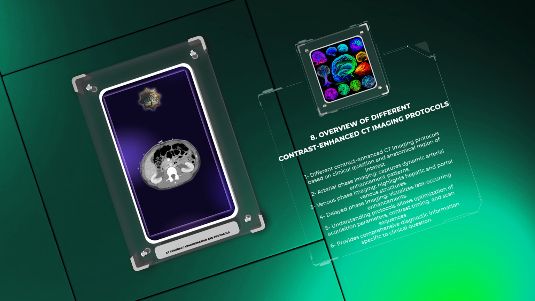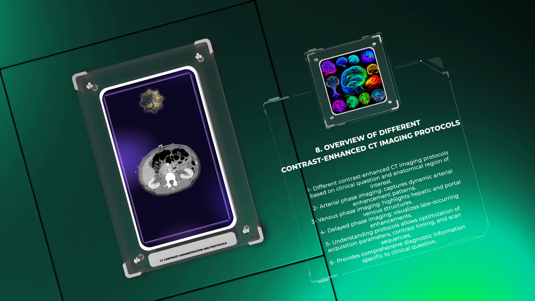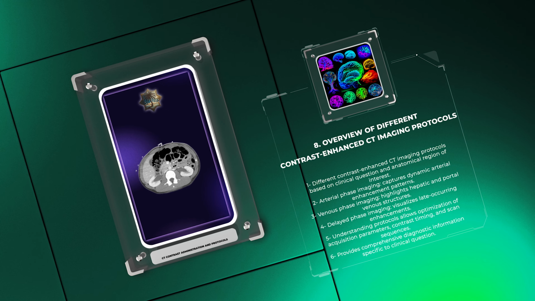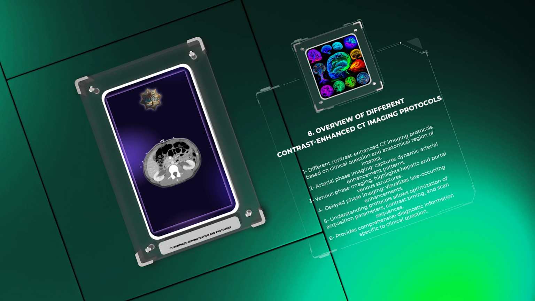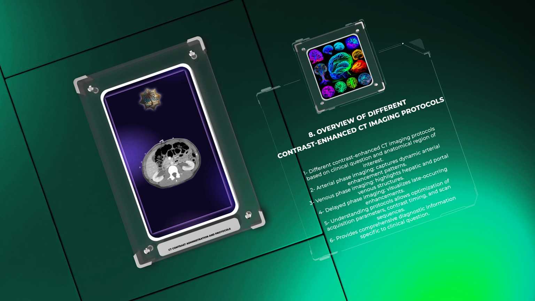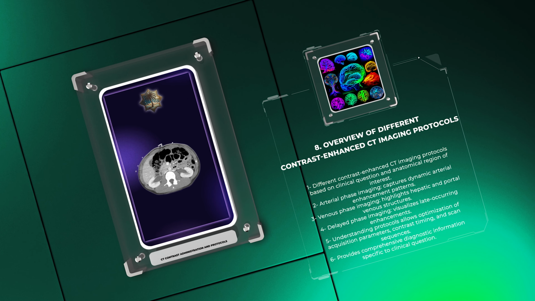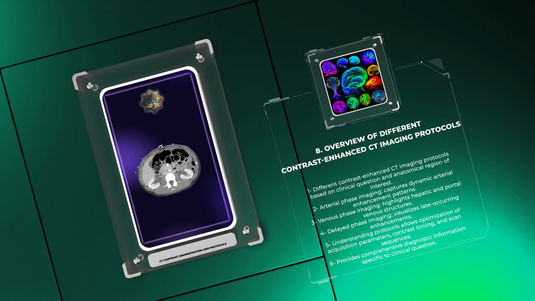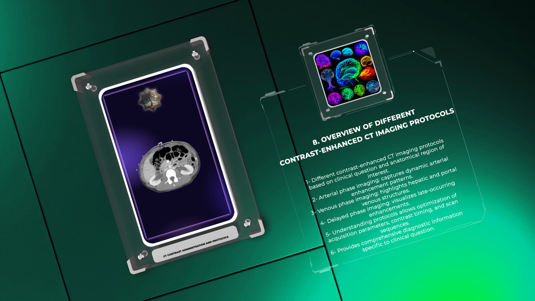3. Delayed phase imaging. Delayed phase imaging occurs several minutes after contrast administration. It helps visualize late-occurring enhancements, such as certain tumors, or selecting specific time points to assess biliary excretion or urinary tract abnormalities. Understanding the various contrast-enhanced CT imaging protocols allows radiologists to optimize the acquisition parameters, contrast timing, and scan sequences, thereby providing comprehensive diagnostic information specific to the clinical question.